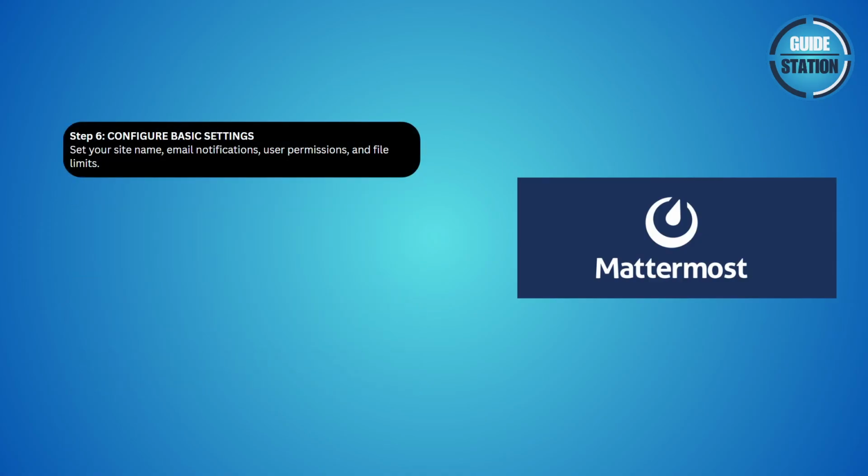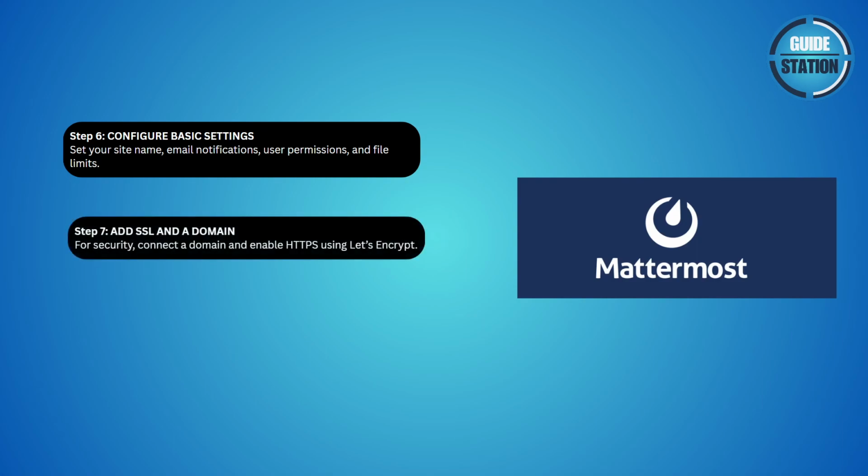After that, for step 6, you want to go into the system console and configure basics like your site name, email notifications, user permissions, and file upload limits. Then for security, connect a custom domain and enable HTTPS with Let's Encrypt so everything is encrypted and safe.